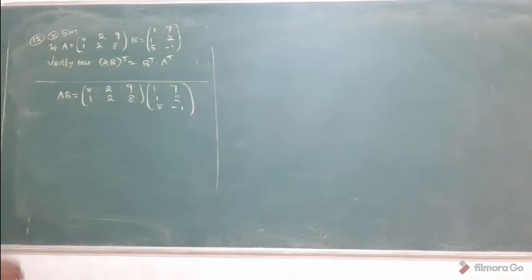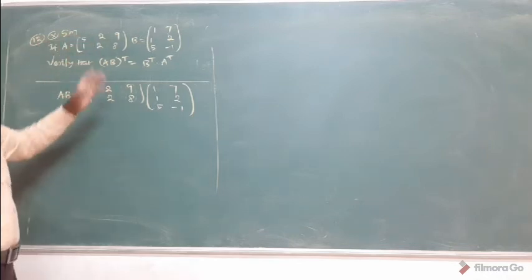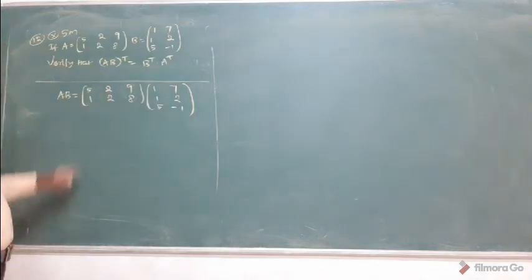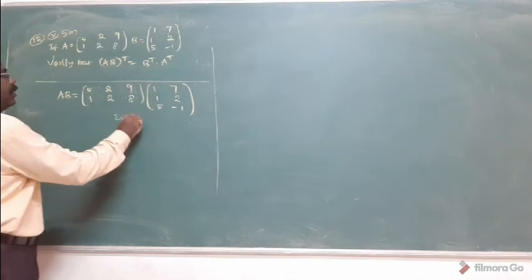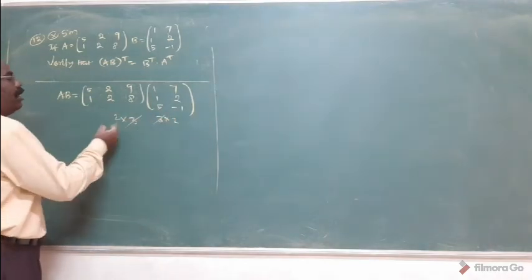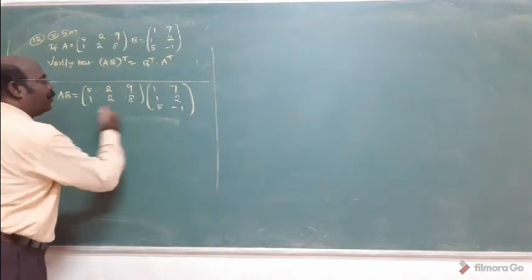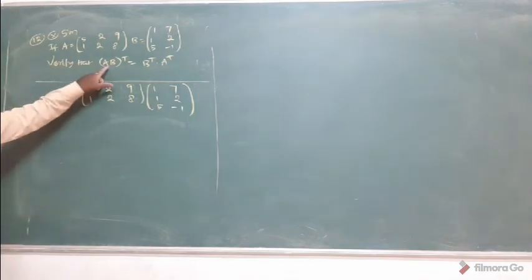That's all. So, 12th question, 5 mark question. A equal to 2 cross 3, minus 1, 3 cross 2, minus 1. So, product of A is possible. We have 2 cross 3, 3 cross 2. That's enough. So, we get 2 cross 2. So, multiplication is possible.